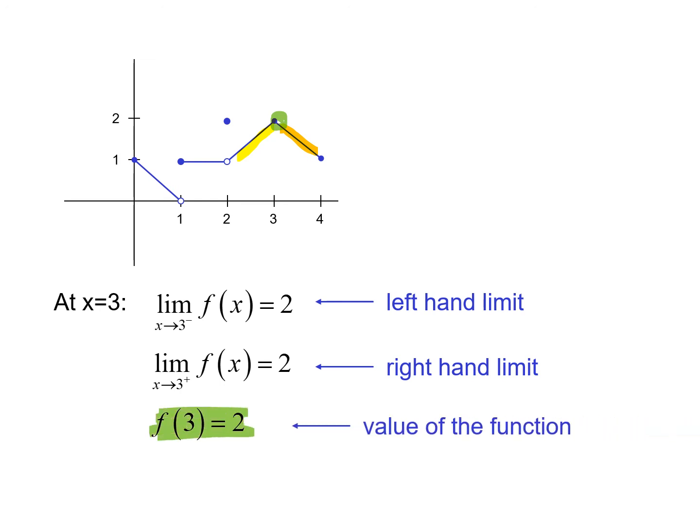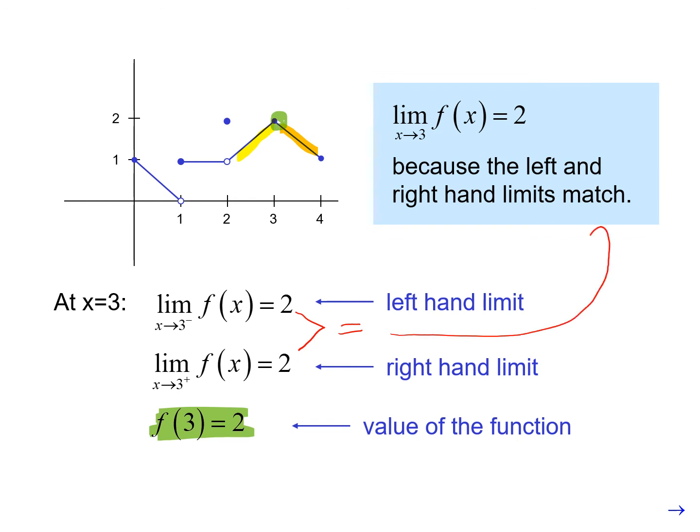And then we see once again that because the left-hand limit and the right-hand limit are the same, that means the limit does exist. So in this case, the limit and the value happen to be the same. So the limit as x approaches 3 is 2, and the value of the function at 3 is 2. But that does not have to be the case, as we saw in the previous example.